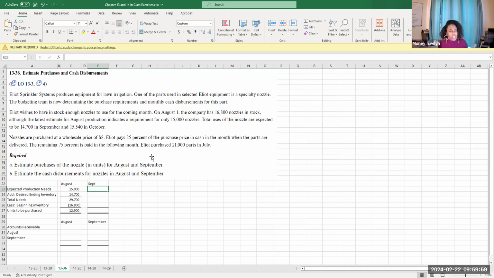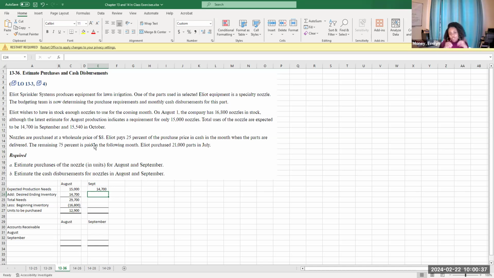For September, this is where they start using this weird language where they're saying total uses of the nozzle are expected to be 14,700. Well, that's production. So that's my expected production needs for September. That also happened to be the number that I need to use for ending inventory, but it's my starting point for September. So that 14,700 is used 2 times. It's used as desired ending inventory for August, and it's used as my production needs for September.